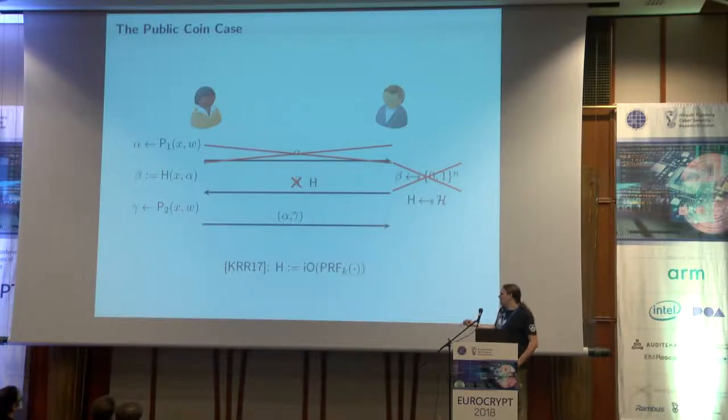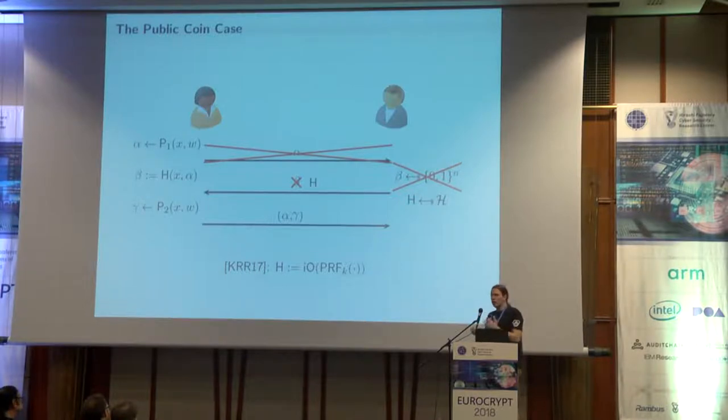In the private coin case, it's more tricky because, well, we do not simply sample random coins here. We do some arbitrary computation. However, if you look at what this actually does, this instantiation of the hash function, the verifier usually would sample random coins. Well, what does this hash function do? It just samples coins pseudo-randomly. So basically, this is just a de-randomized version of an honest verifier.